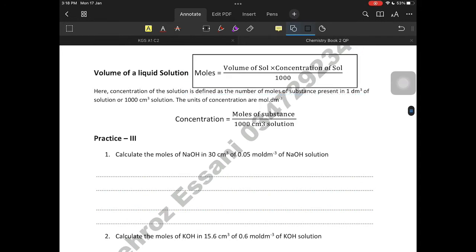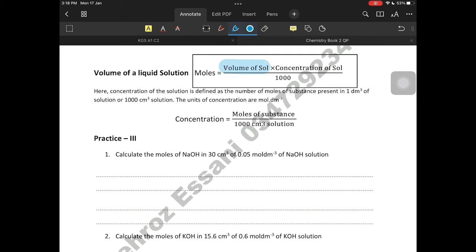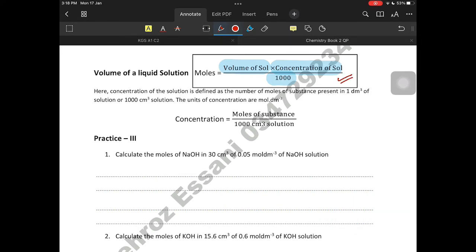And this formula is moles equals volume of the solution multiplied by concentration of the solution divided by 1000. So this formula is really going to be important for us. We're going to be constantly using this formula, which is CV divided by 1000.